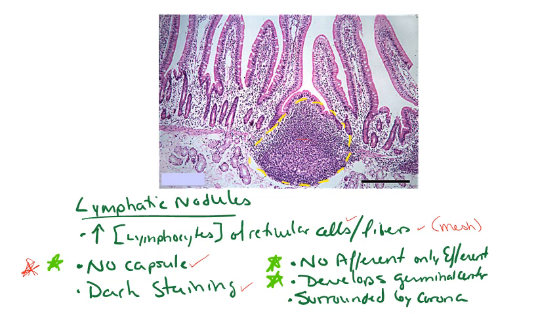And you notice we have a lighter region and a darker region. We'll go over why that happens in a moment. So they have no afferent lymphatics, only efferent lymphatics. They develop into a germinal center, which is B and T. Depending on what layer you're looking at, the corona or the medulla, you will be able to tell which cells are there. And remember, like I already mentioned, they're surrounded by a corona, which is this area right here.